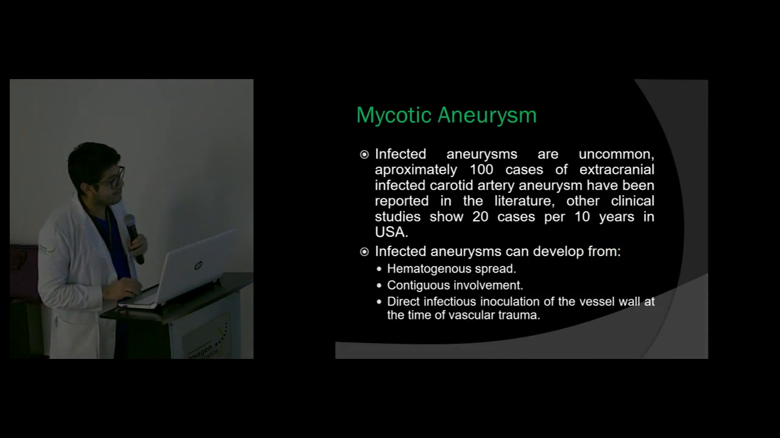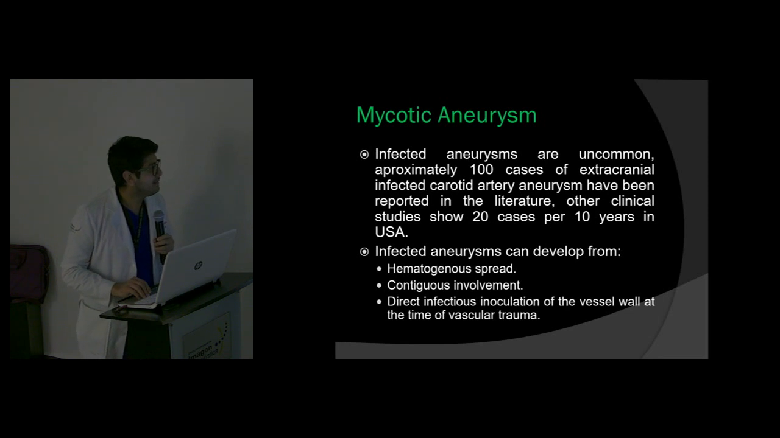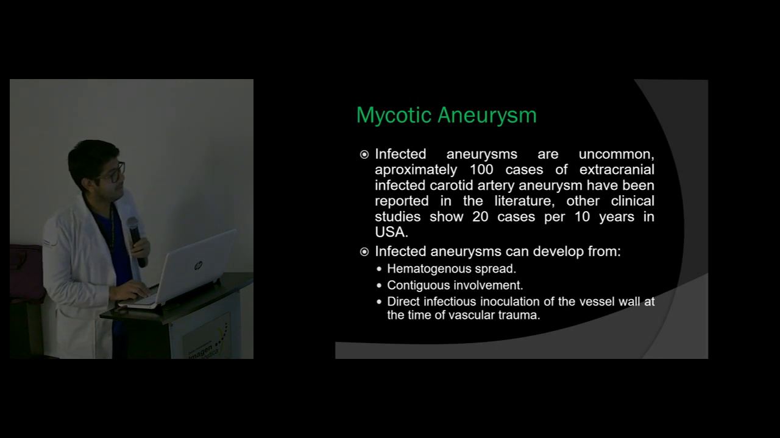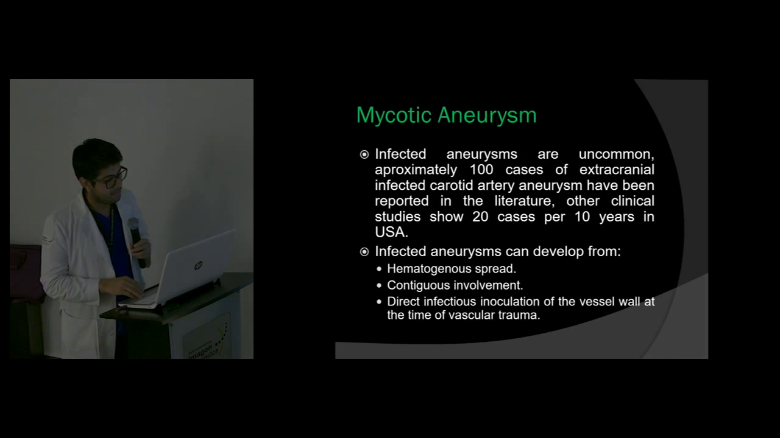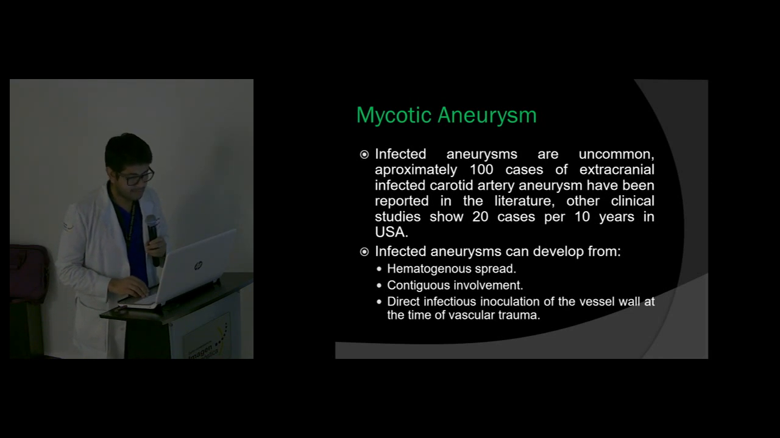Infected aneurysms are uncommon. Approximately 100 cases of external carotid artery infected aneurysm have been reported in the literature. Another clinical study shows 20 cases per 10 years in the USA. Infected aneurysms can develop from hematogenous spread, contiguous involvement, direct infection, or inoculation of the vessel wall at the time of vascular trauma.